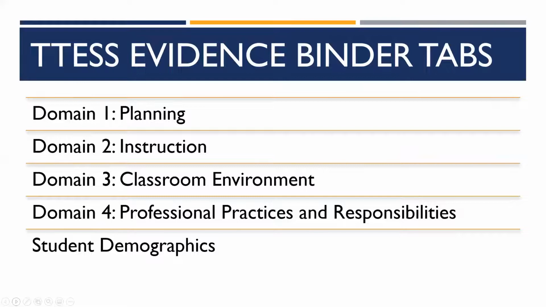In an evidence binder, here are the 5 tabs that I recommend that you have, or if you're going to be using Dropbox or Google Drive, create separate folders for these: planning, instruction, classroom environment, professional practices and responsibility, and student demographics. It's important to include your student demographics in your portfolio, because that does impact how and why you teach. If you have a large special education population in your classroom, it's going to look completely different than the classroom that has all the gifted and talented students. So it's important for administrators to understand the demographics of your classroom, which guides the planning phase and instruction and your classroom environment, everything.